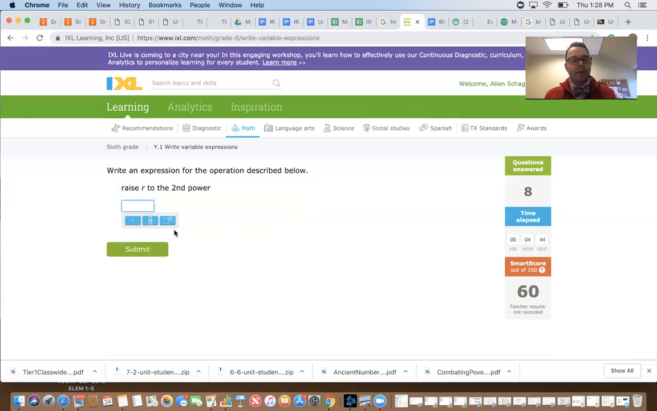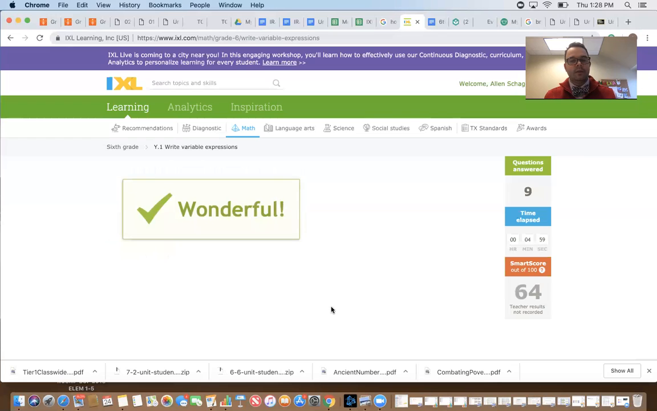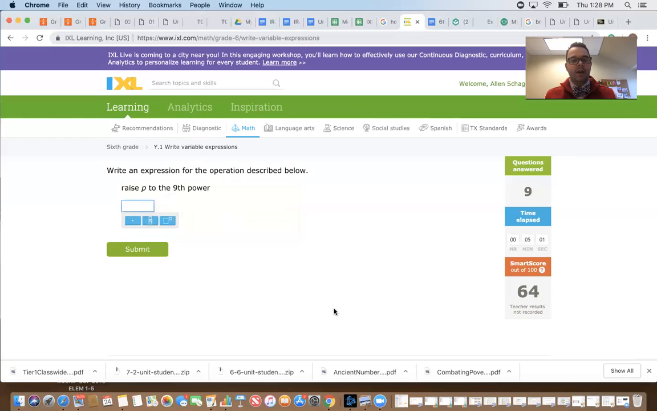Raise r to the second power. Notice you have these extra action items here. So to raise the power, we're going to hit r. If we want to raise it to a power, we're going to hit the third button here, and we want it to the second power. We're going to do it just like that. Raise p to the 9th power. Again, p. I'm going to hit the little third button icon here to raise it to the 9th power.